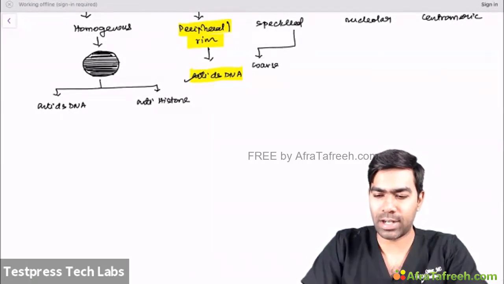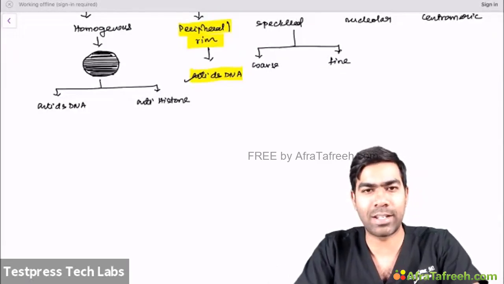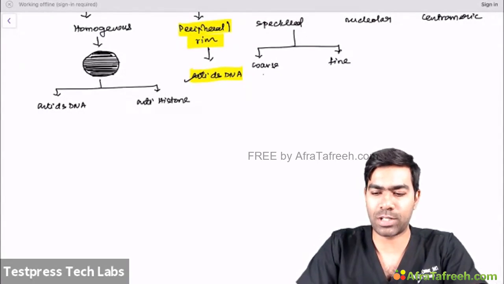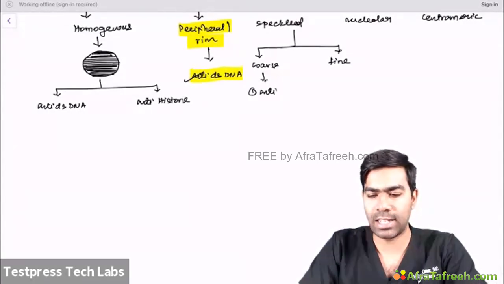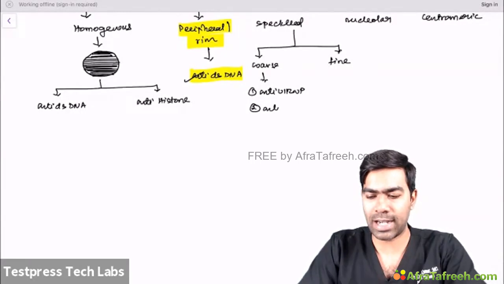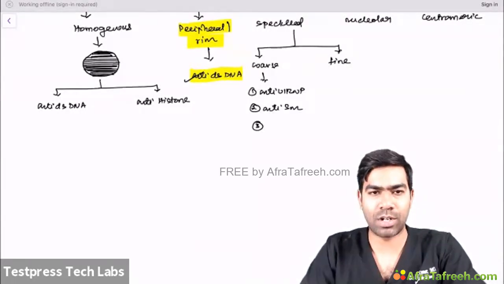Coarse speckling is there, and fine speckling is there. Very difficult to see all this unless the pathologist is extremely experienced. As far as coarse speckled antibody is concerned, there are 3 antibodies that can be coarsely speckled. One is the classic anti-U1RNP antibody. The second is anti-Smith antibody. And the third is your anti-SCL70.